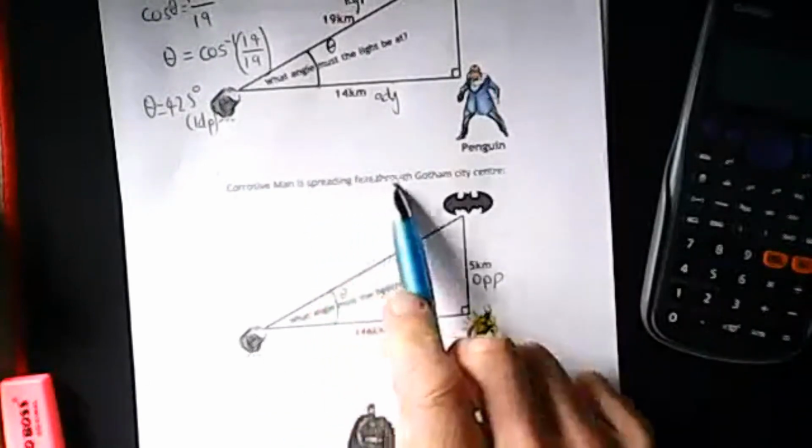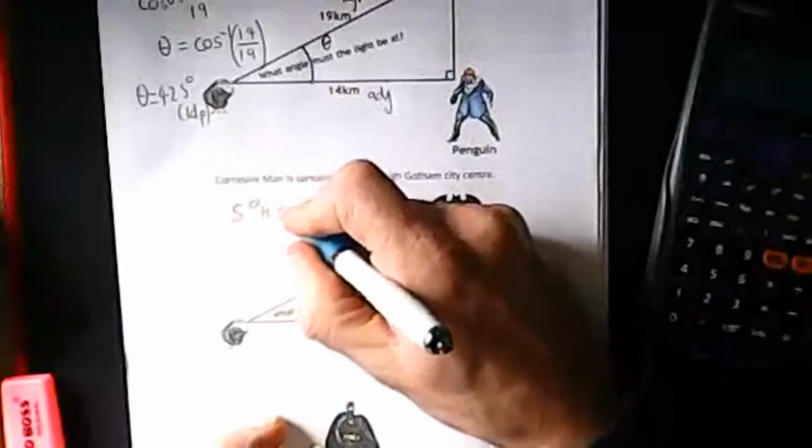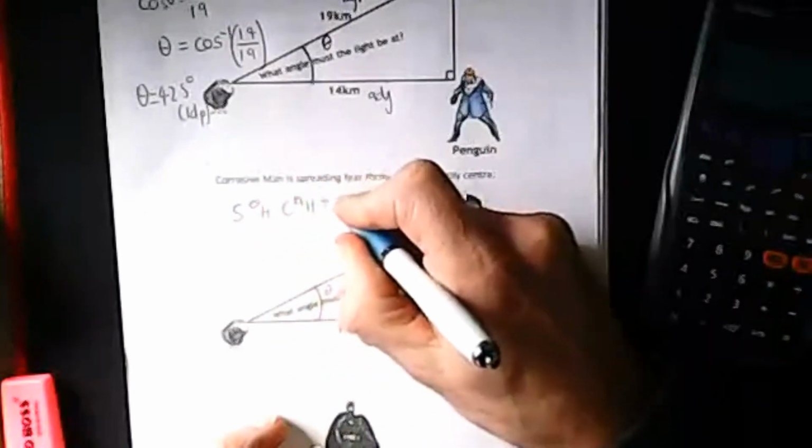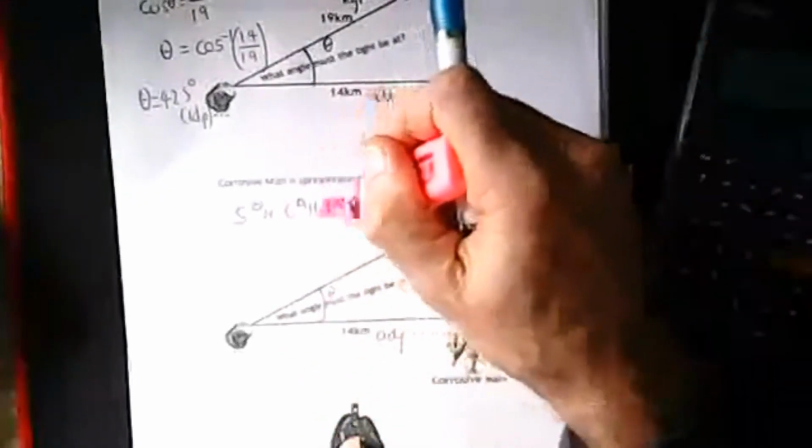So what we've got to do here: Corrosive Man is spreading fear through Gotham City, and these are the two measurements we've got, and we've got to find that angle. So what we're going to do now is SOHCAHTOA. Real top tip here: learn those words and also learn the spelling for it as well, because that is important. So we've got adjacent and opposite. No hypotenuse this time. So we're looking at tan.